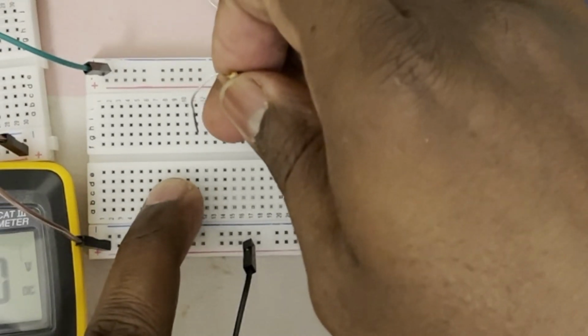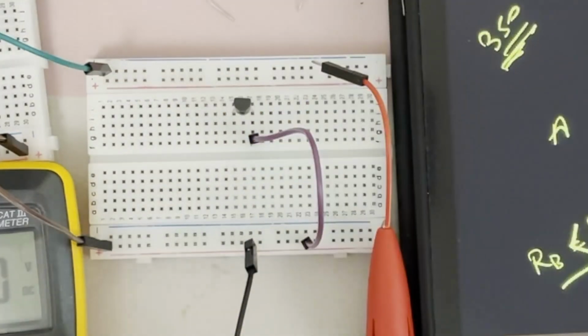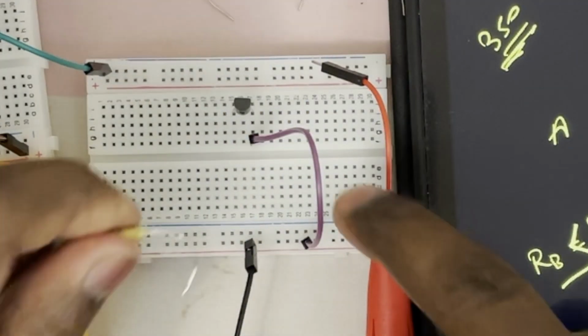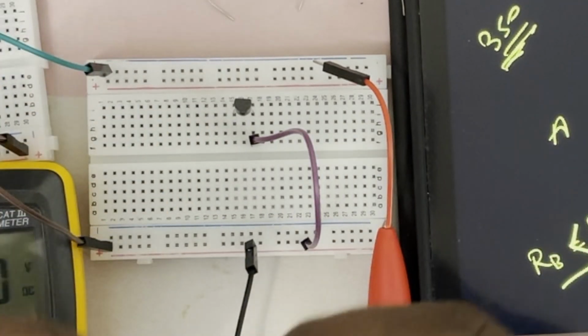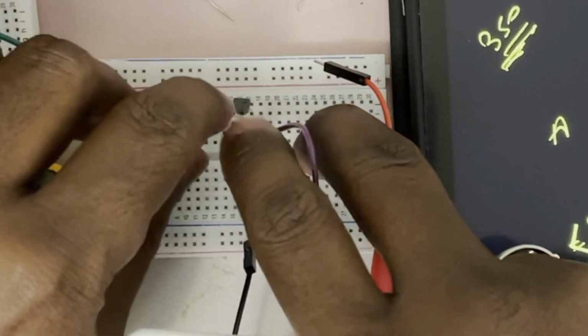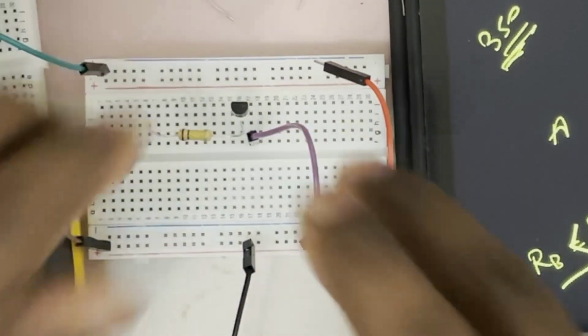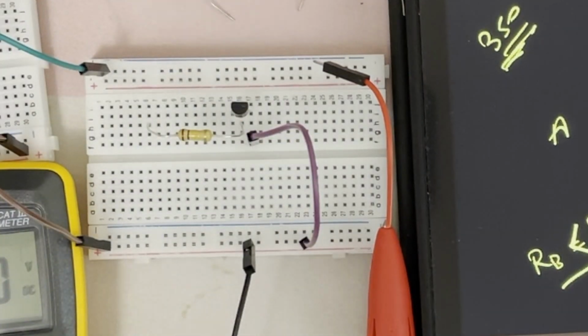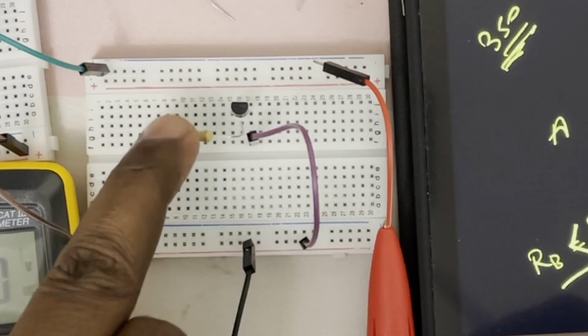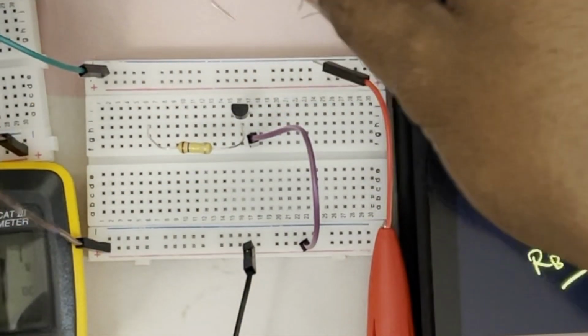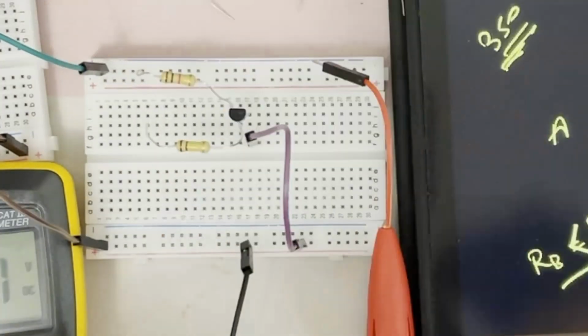So the base is the middle one, right? So I just connect the 100k with the base. Okay, I think no problem. Now RC is connected with the collector and the 5 volt source, right? The first one is the collector, so I connect the collector with the 5 volt source.